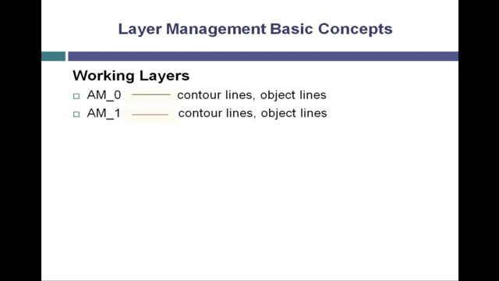AM_1 is also a contour layer and uses a reddish-brown color. Otherwise, it's the same as the AM_0 layer. This layer is available in case you would like to put object lines on a separate layer from AM_0, perhaps for a different line weight, or so you can control the visibility separately. There's a third object line layer, AM_2, and it uses a medium blue color, but otherwise is identical to the other two.